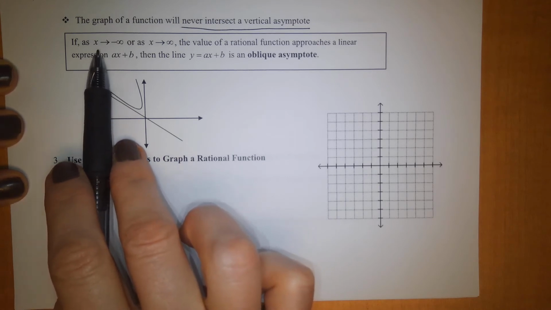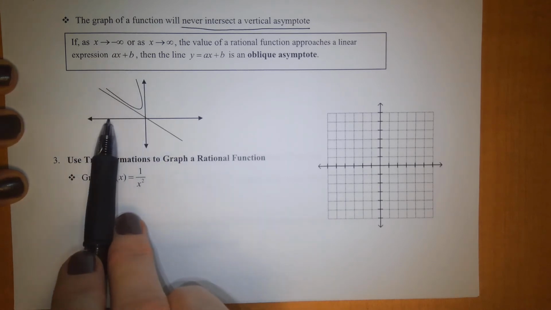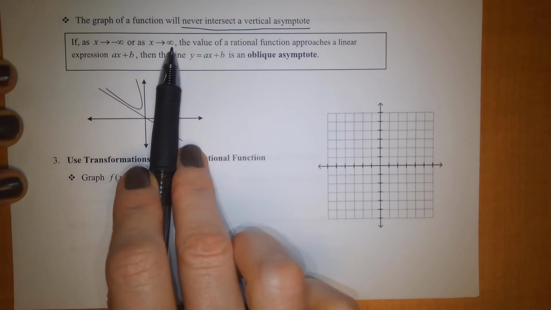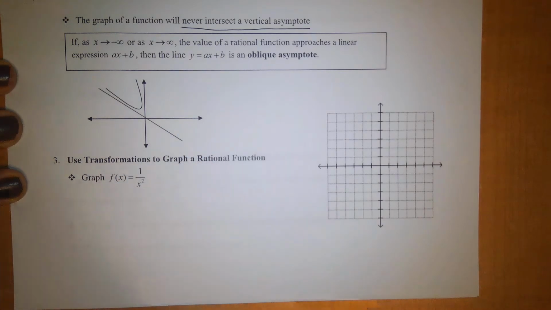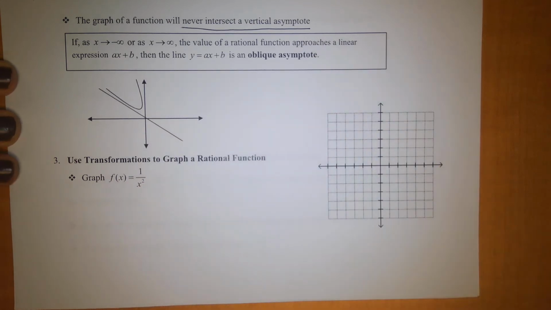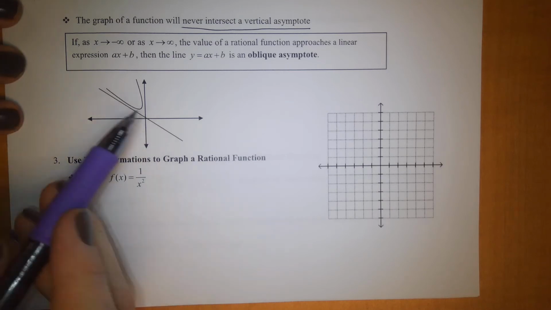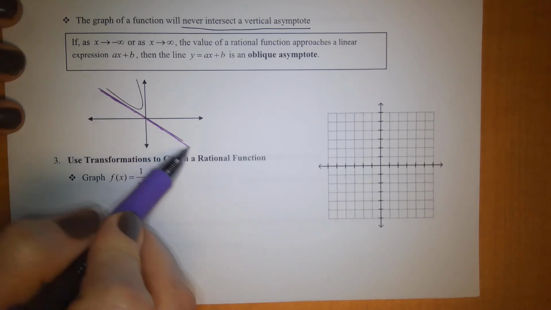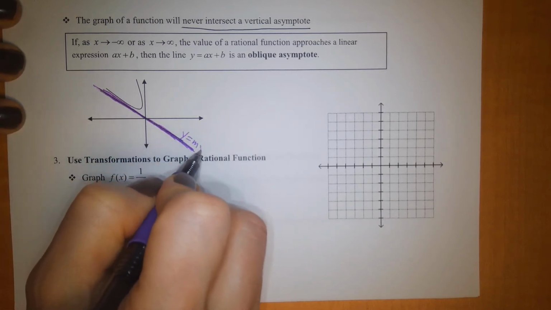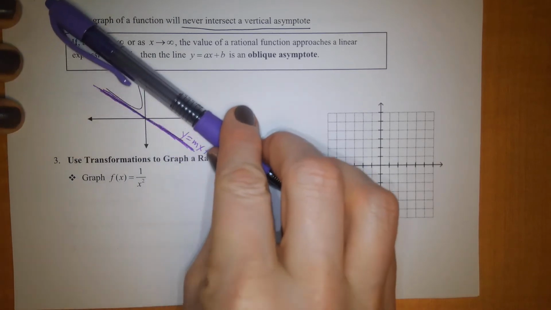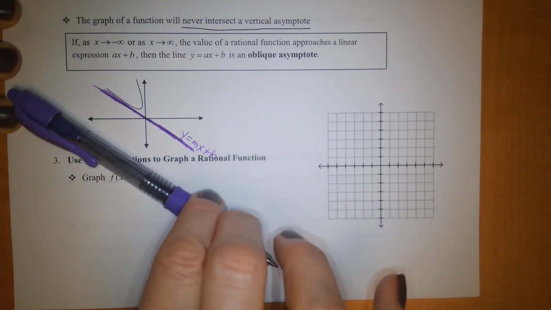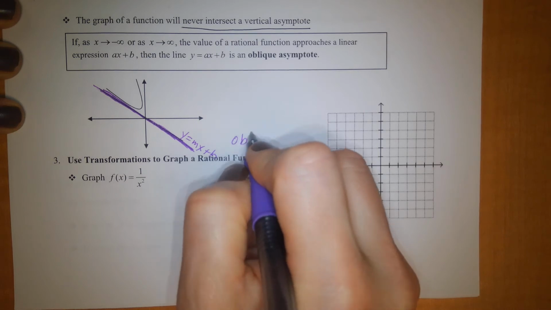If x approaches negative infinity, so as x goes left, left, left, or as it gets bigger, bigger, bigger towards positive infinity, the value of a rational function approaches a linear expression, then the line is an oblique asymptote. So an oblique asymptote, excuse me, is not vertical, not horizontal. It's actually a line like y equals mx plus b. And this line could be anywhere in the graph. It could go this way, or it could be this way with a negative slope. So this is what we call an oblique asymptote.